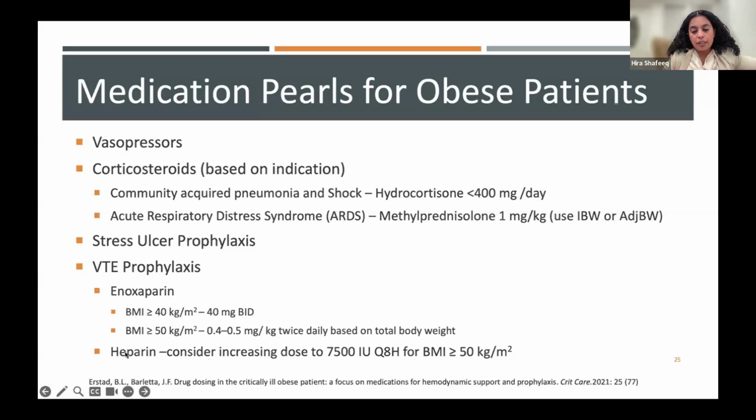When it comes to heparin, you don't have to consider increasing the dose up to 7,500, so instead of 5,000 every 8 hours, 7,500 every 8 hours, until you hit a BMI of greater than 50. So for obese patients at 30, we're not necessarily concerned with prophylaxis, but for anyone with severe obesity, so greater than 40, or anyone with greater than 50, we might want to consider changes. These are some things we might even want to consider for a specific hospital's DVT prophylaxis protocols.